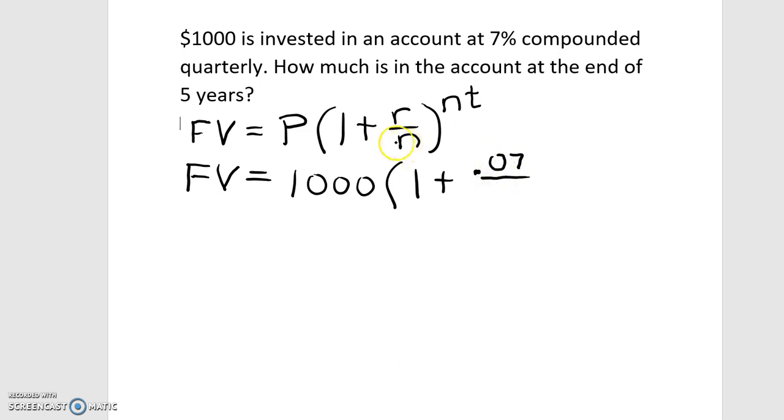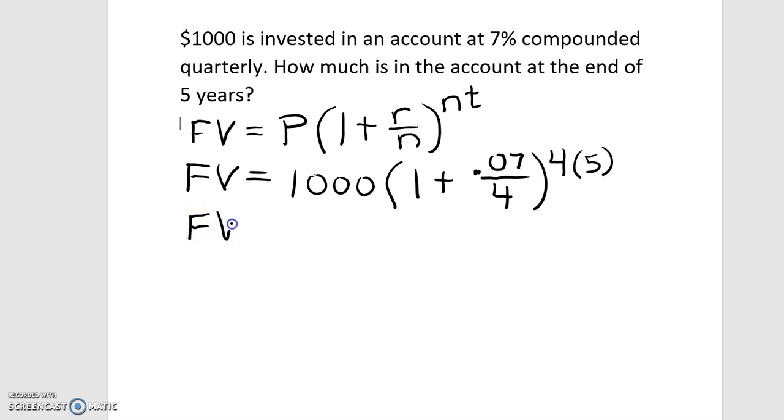divided by our N value. Notice that in this case we're told that we are compounding quarterly, so that would be 4 times per year. So our N value would be 4, and then our T value is our time in years, so in this case 5. Now that we have all of our numbers input into our formula, we're ready to solve for FV, or our future value.